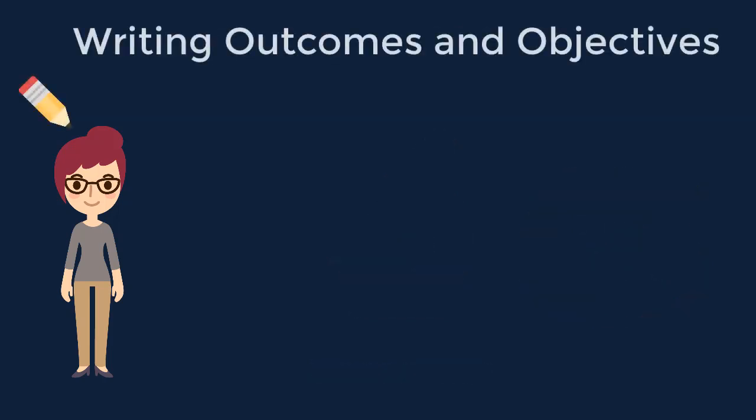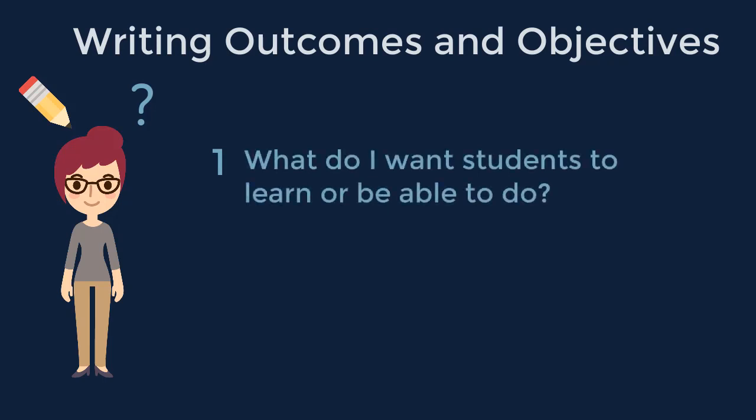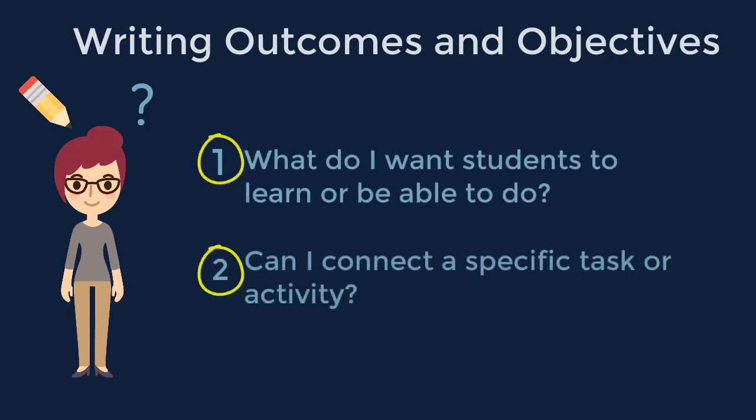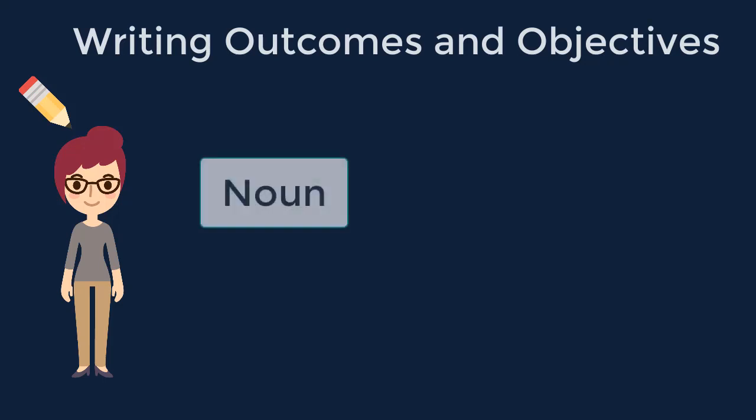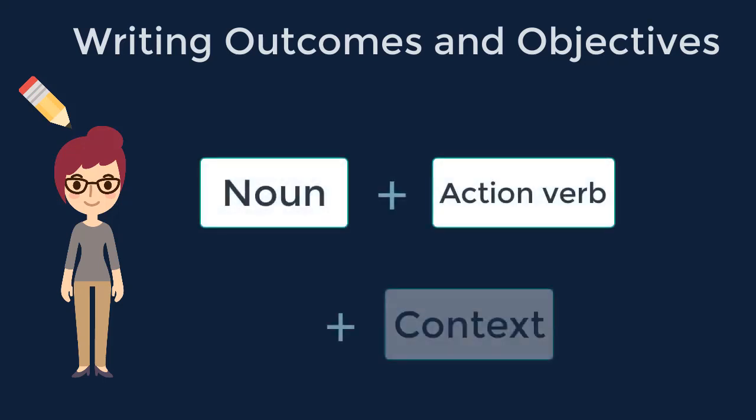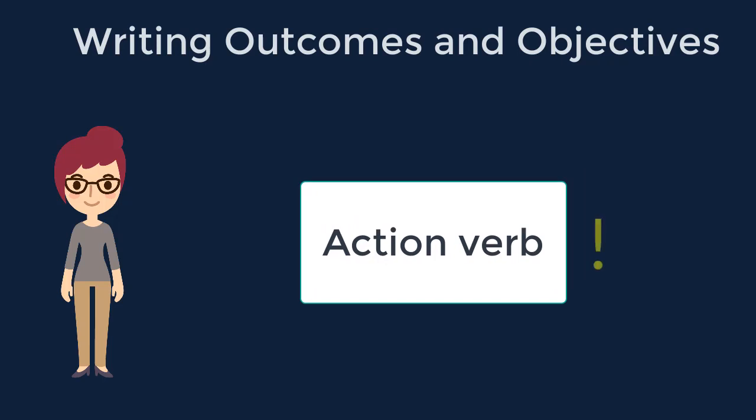How do we write course outcomes and module objectives? There are a few basic questions to ask first. These are, what do I want students to learn or be able to do? Can I connect a specific task or activity to the objective so that learners can demonstrate competence? What context can I provide to tell students how the objective will be assessed or observed? These three questions correspond to the parts of a clear learning outcome or objective: the noun, the action verb, and the context. The action verb is critical since it tells students what they will be doing.